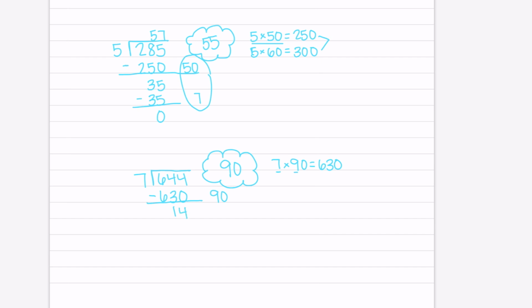I'm left with 14, and I know that 7 times 2 is 14. So that leaves me with 0, and I have a quotient of 92, which is reasonable to my estimate.